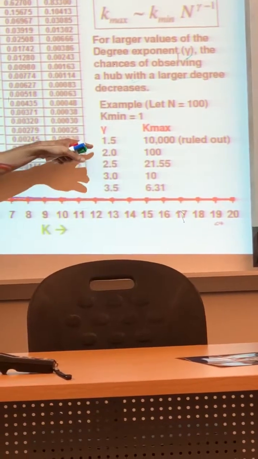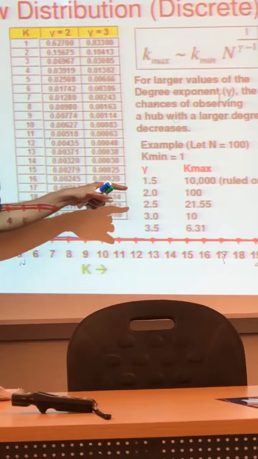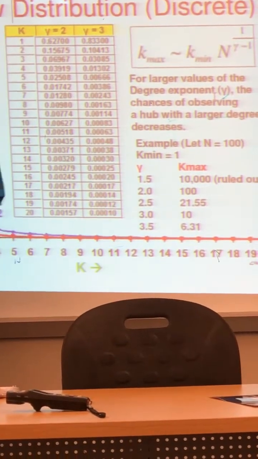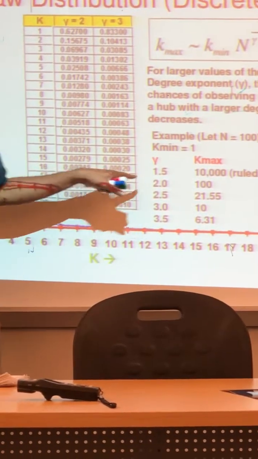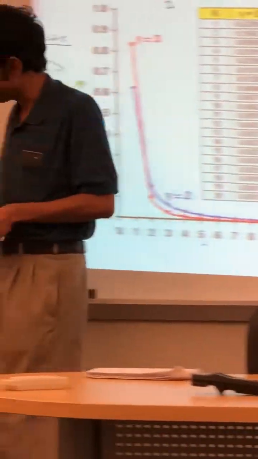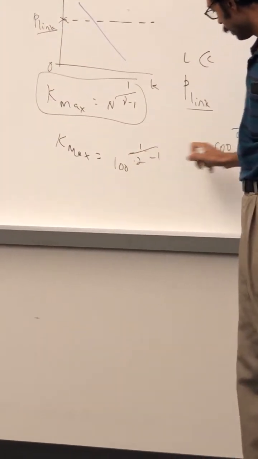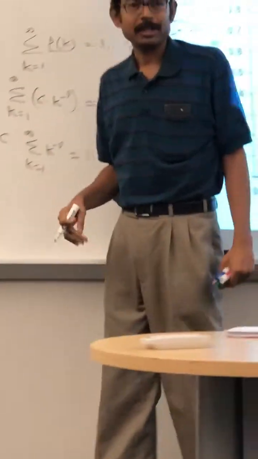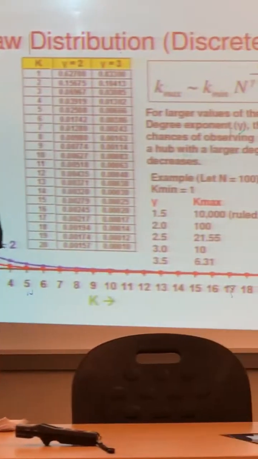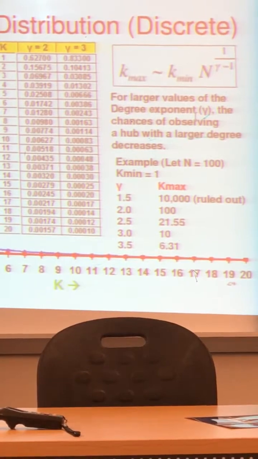So this is why gamma cannot be in a certain range, like 1.5 or even lower. If it's even less than 1.5, K max will be a very large value. Does not make sense. So if gamma is 2, what happens? This is going to be 1 over 2 minus 1, which is 1 over 1, so it's 100. So again, you expect to see 99 to be more precise, right? So even gamma is 2 is not that acceptable. You expect gamma to be greater than 2.